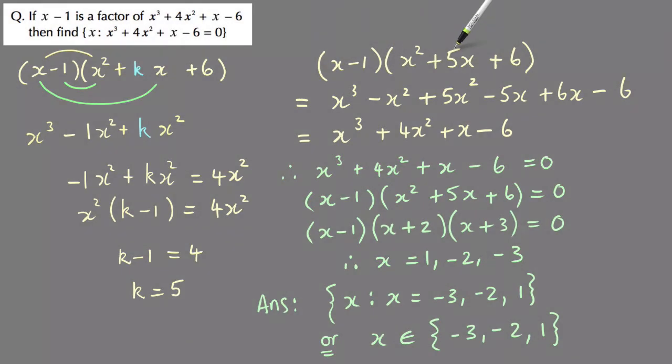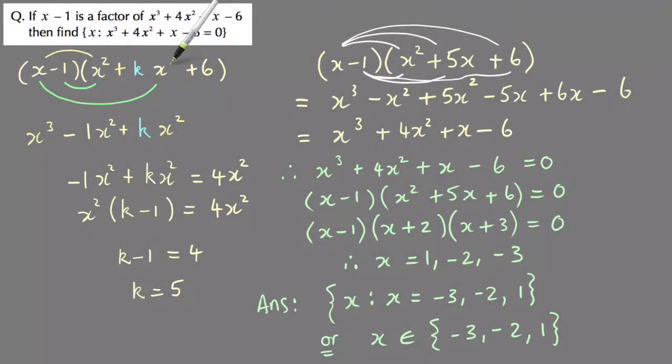To show that this is the correct number, just multiplying these two brackets out, you get x times x squared is x cubed. Then minus 1 times x squared is minus x squared. X times 5x is 5x squared. Minus 1 times 5x is minus 5x. X times 6 is 6x. And then last of all, the minus 1 times 6 is minus 6. These two become plus 4x squared. These two become plus x, and then the minus 6. And this is the original cubic function.